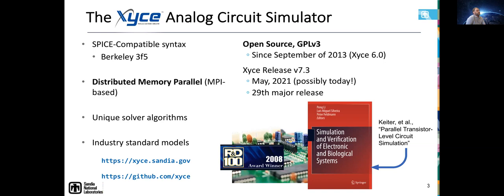Anyway, we developed the code for about 10 years or so, and then around that time we decided that we really should open source. So we open sourced in 2013, with Xyce 6.0. Since then, we've had a whole bunch of releases. Obviously, 2013 was a while ago at this point. The most current release is version 7.3, which is coming out really, really soon. We have this whole checklist we have to go through for each release.